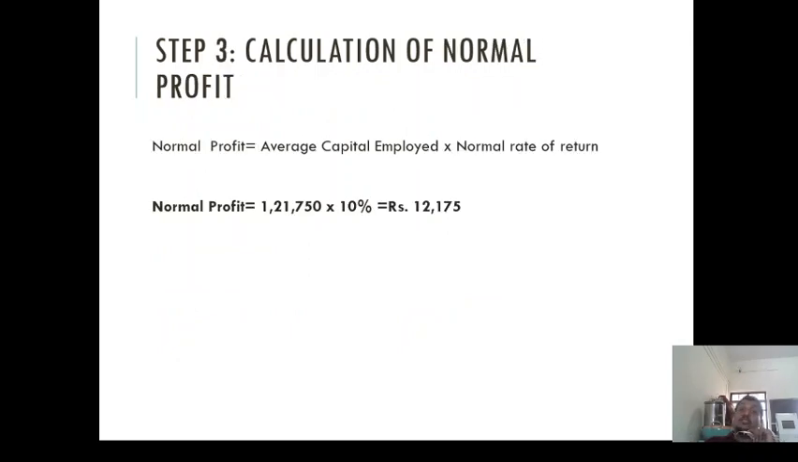Third step is calculation of normal profit. Normal profit is nothing but average capital employed into normal rate of return. So average capital employed into normal rate of return.